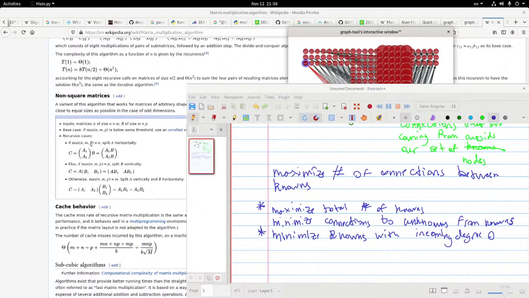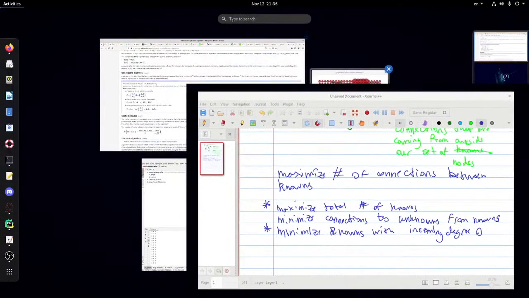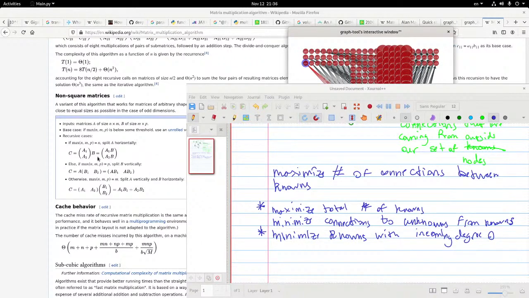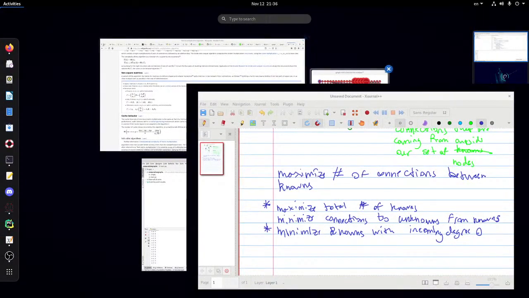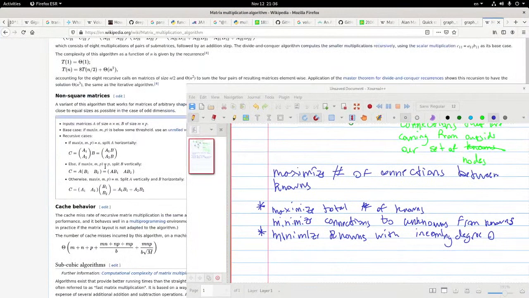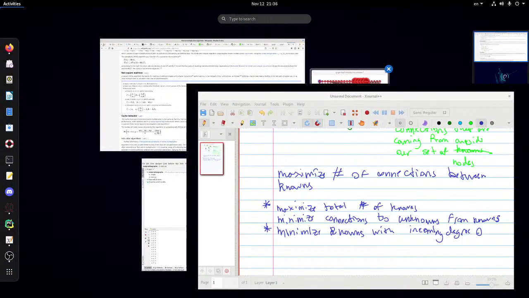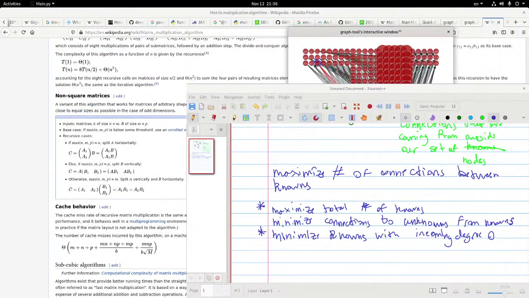N, M, and P. Which case would this fall under? I have to look at the code really quick. We have 3, 8, and 5. So the maximum is P. No, the maximum is M. So we would split it like that. We would split A into a half, and then we would split B into a half.